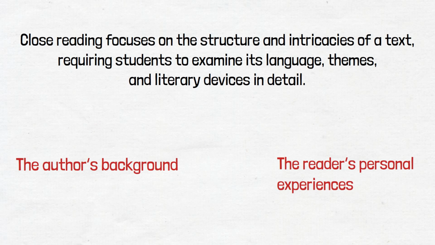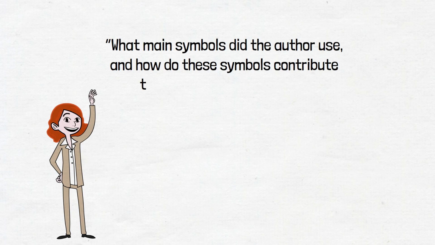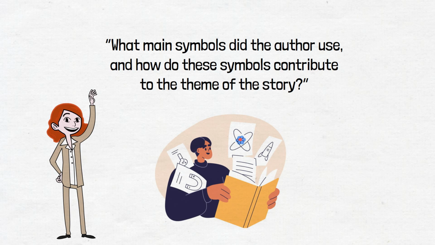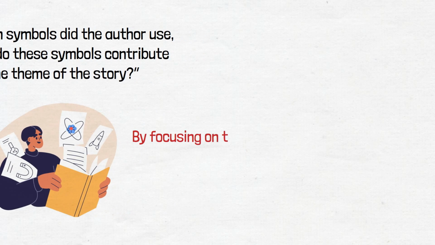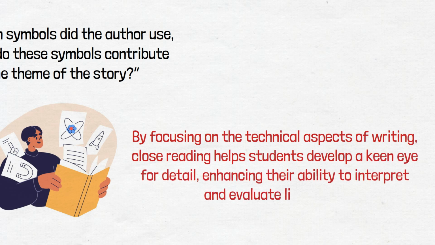A teacher employing close reading might pose a question such as, what main symbols did the author use, and how do these symbols contribute to the theme of the story? This prompts students to scrutinize the text, uncovering the layers of meaning embedded in its narrative. By focusing on the technical aspects of writing, close reading helps students develop a keen eye for detail, enhancing their ability to interpret and evaluate literature.